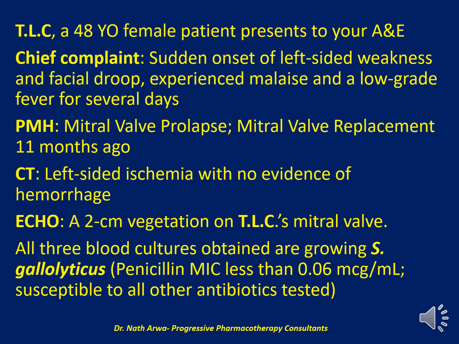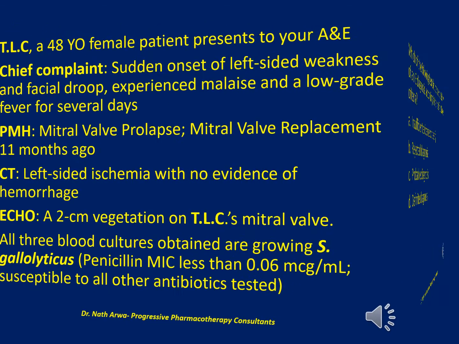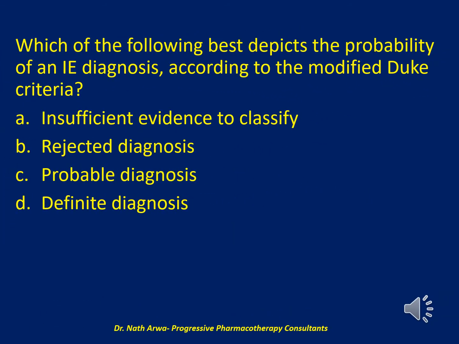An echo is done and a 2 cm vegetation is seen on TLC's mitral valve. All 3 blood cultures obtained are growing Streptococcus gallolyticus, which has a penicillin MIC less than 0.06 mcg per milliliter and is susceptible to all other antibiotics tested. So my question to you is, which of the following best depicts the probability of an IE diagnosis, according to the modified Duke criteria? Is it A.